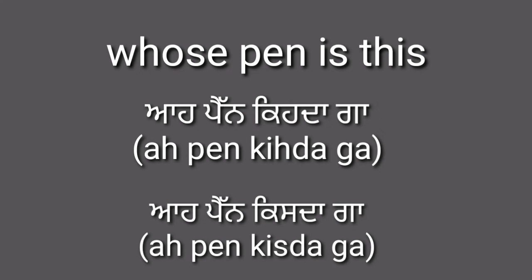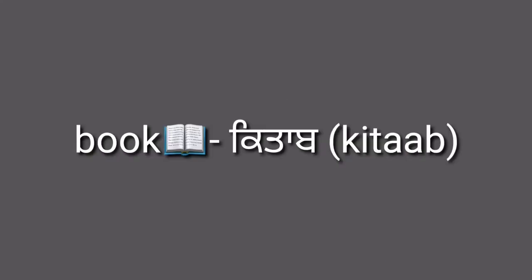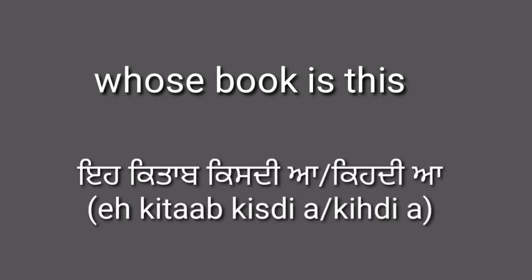So let's use it for a feminine word. For example, book. Book means in Punjabi kitab. So kitab is a feminine word. Whose book is this? In Punjabi, it's going to be a kitab kisdiya or a kitab kediya. Alright. So again, kisda for masculine, kisdi for feminine. Same in keda and kedi.